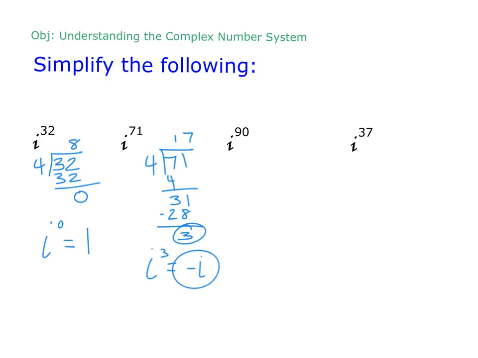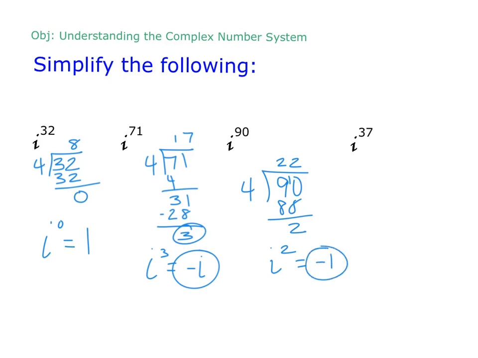All right, i to the 90th. So again, we're going to take 90 and divide by 4. We're left with 2. So we're taking out 22 i to the fourths, and we're left with i squared. And i squared is negative 1.